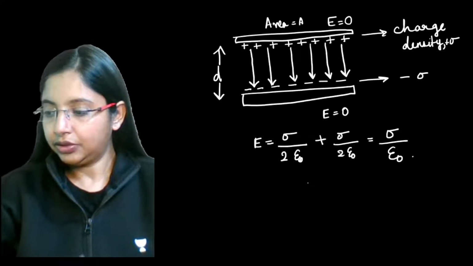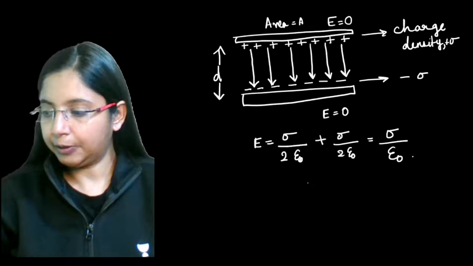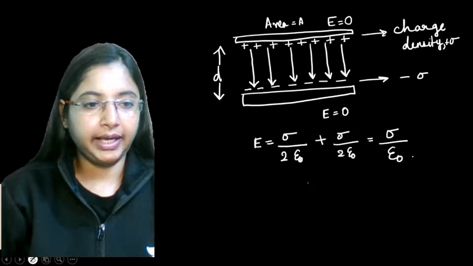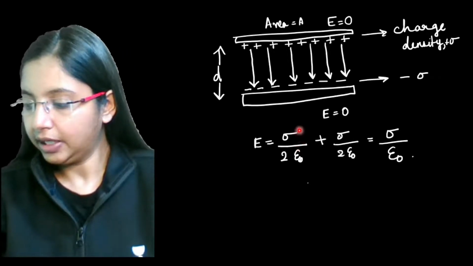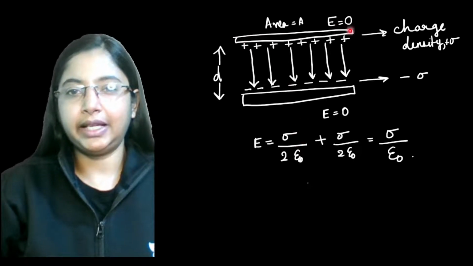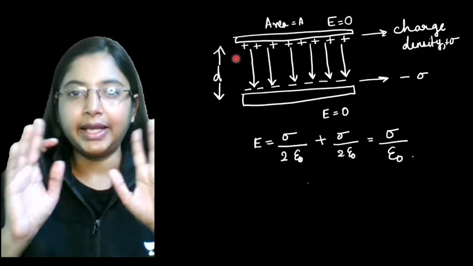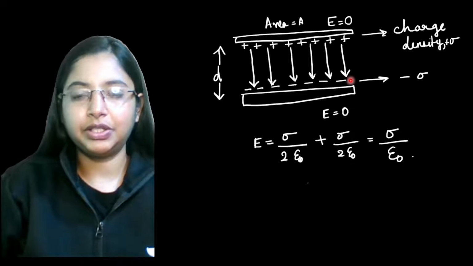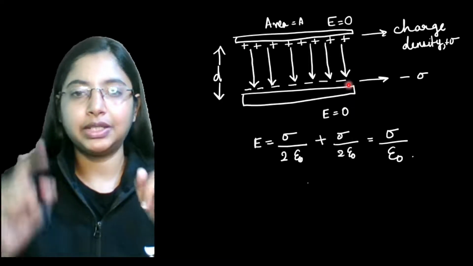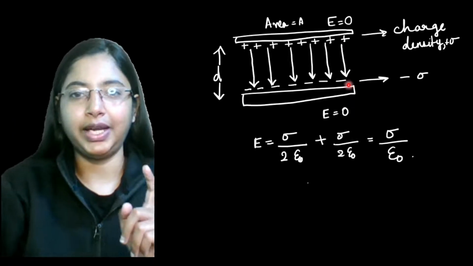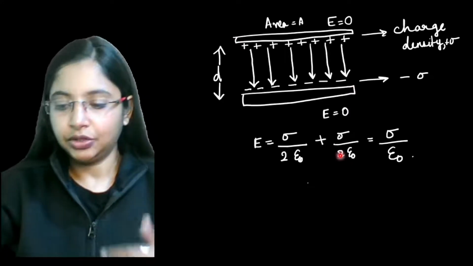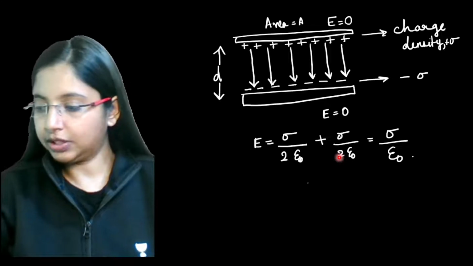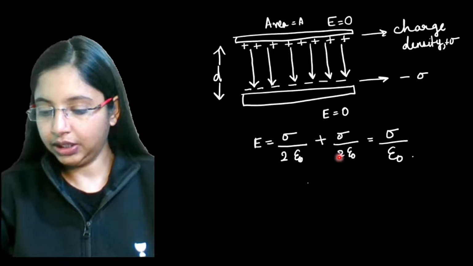If the plates have a finite, small area, then towards the ends of the conductor you can see the field lines are not straight but a little bit bent. That is what we call fringing of the field.